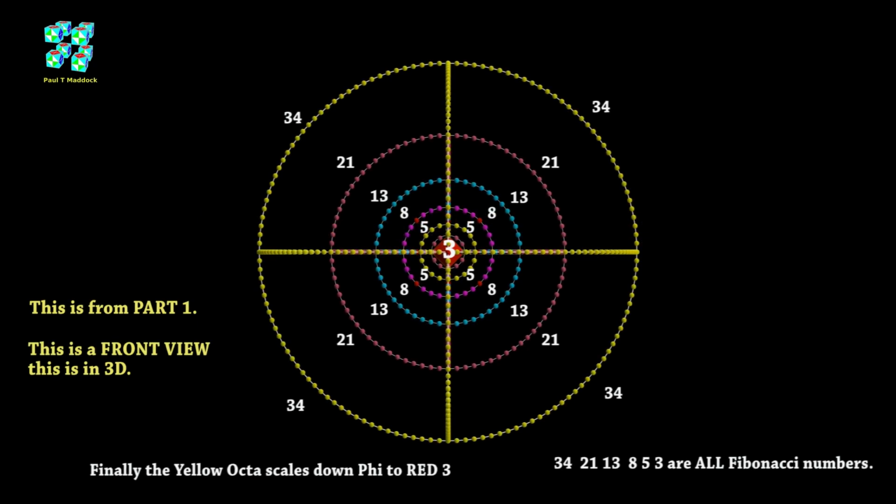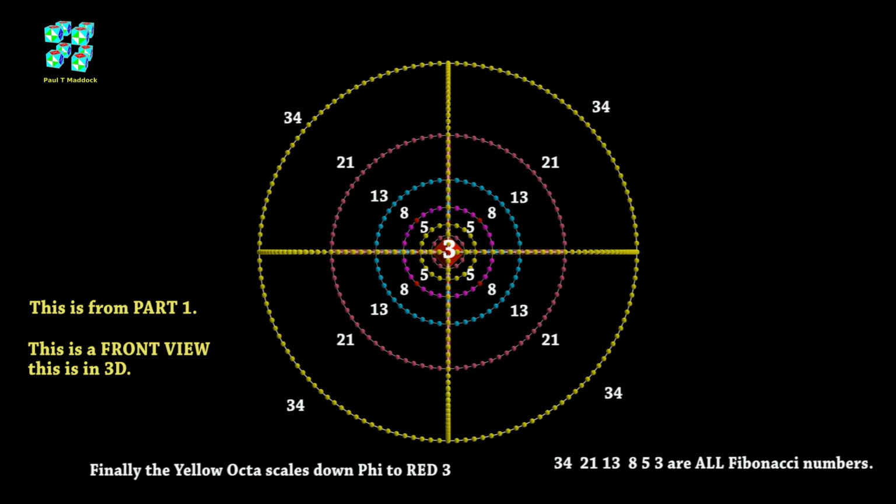I've got another video to show you, and I'm calling this the Octahedral 3D Fibonacci System Part 2. In my last video, Part 1, I showed how the octahedrons could be scaled down by the golden ratio, and I showed Fibonacci rings of 34, 21, going all the way down to 3 in a Fibonacci sequence.